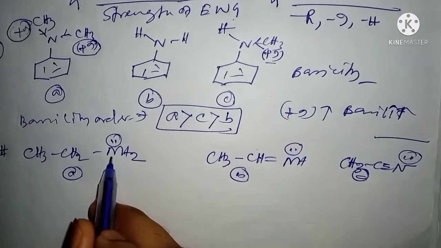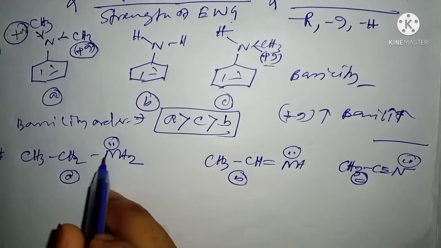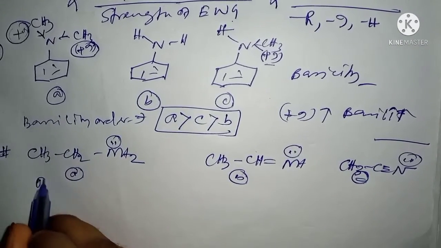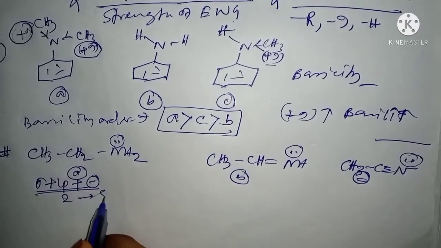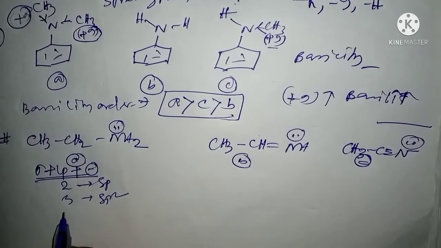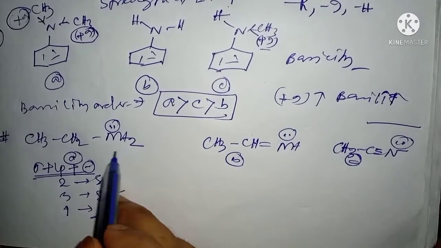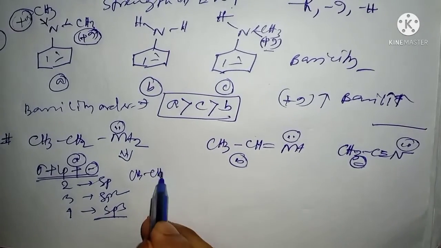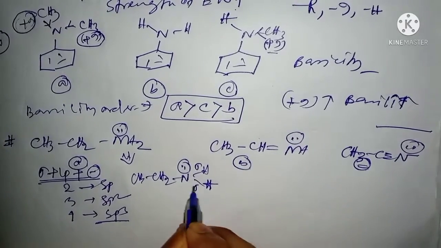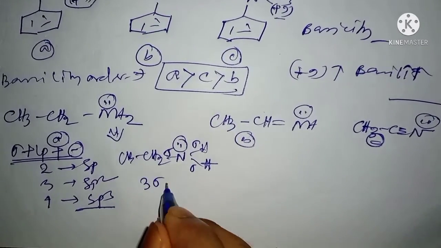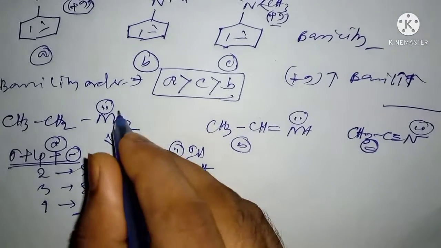Hybridization in organic compounds I have already discussed in my previous video. Now to calculate hybridization: sigma bonds plus lone pairs plus negative charge. If this is 2, it is sp hybridization. If 3, sp2 hybridization. If 4, sp3 hybridization. In CH3CH2NH2, there are 3 sigma bonds and 1 lone pair, so total 4, which means sp3 hybridization.